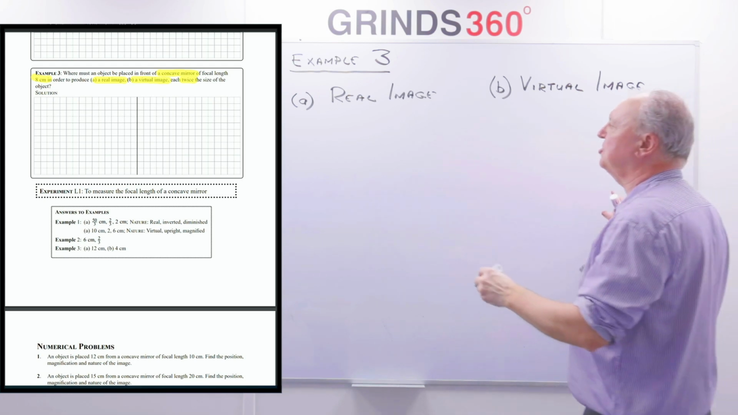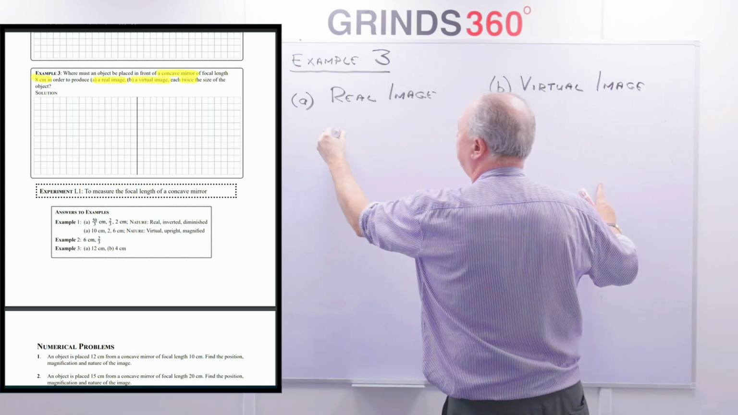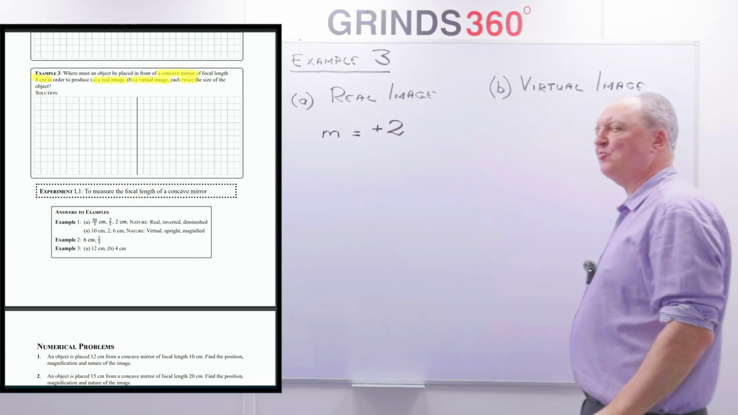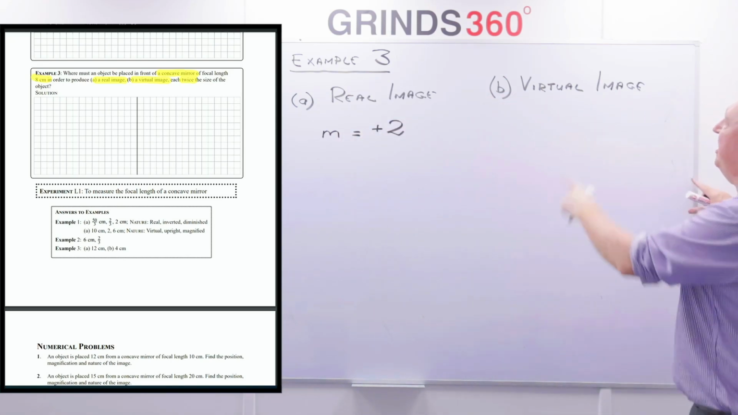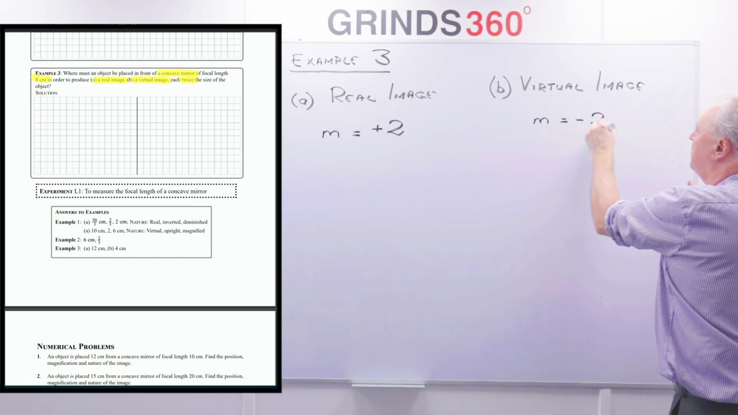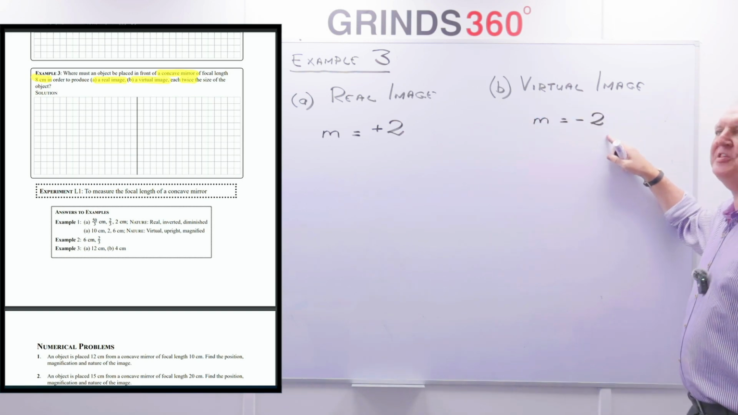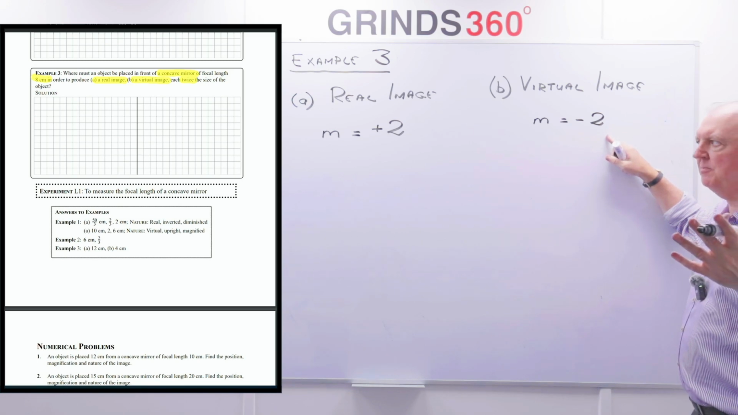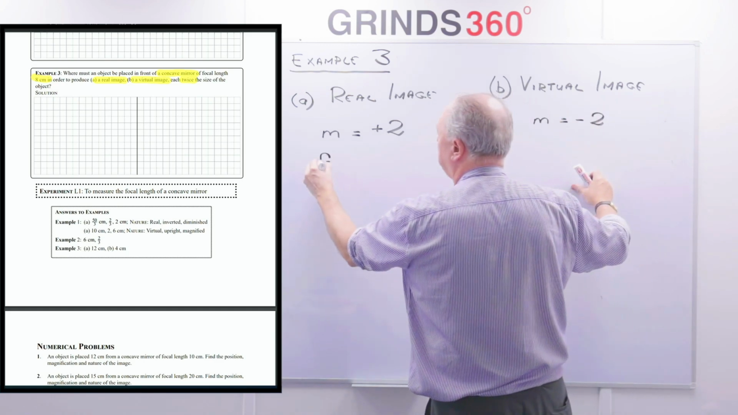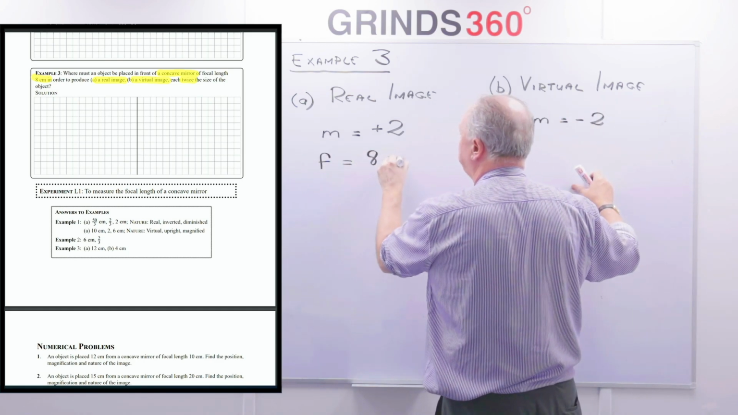In the real image, I'm going to say the magnification m is equal to plus 2 because it's real. But over here, I'm going to say the magnification is minus 2. The 2 meaning it's twice the size of the object, and the minus meaning it's virtual. f in each case is plus 8 centimeters.